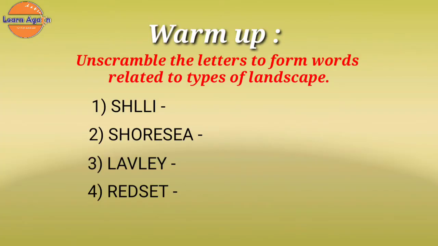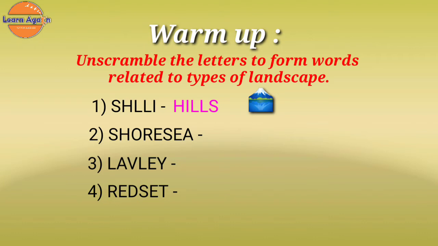Now let us have a warm-up activity. Unscramble these words related to the type of landscape. Well, scrambled means completely in disorder and unscrambled means to bring in proper order. So here we have to write letters in proper order to have words related to landscape. The letters which are scrambled in the first group of words are S, H, L, L, I, and after unscrambling it we can have H, I, L, L, S, which is related to landscape.